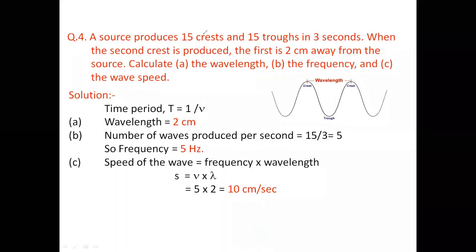Question number 4. A source produces 15 crests and 15 troughs in 3 seconds.